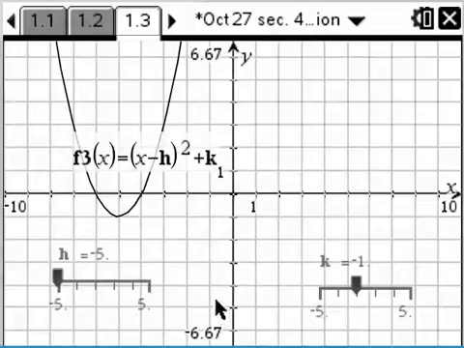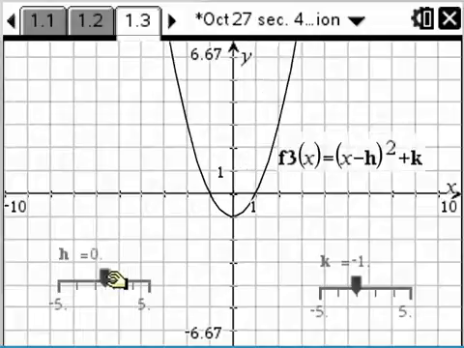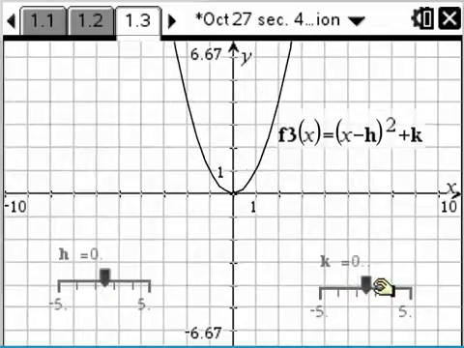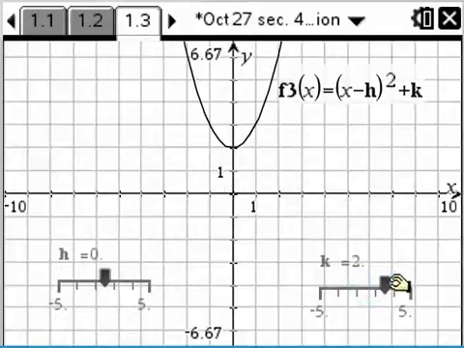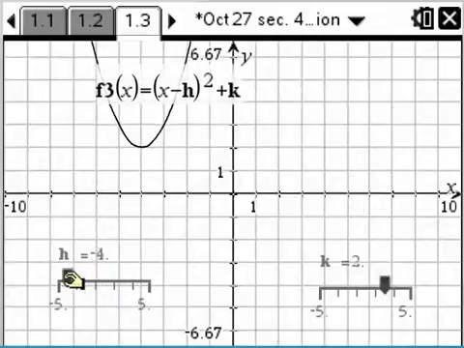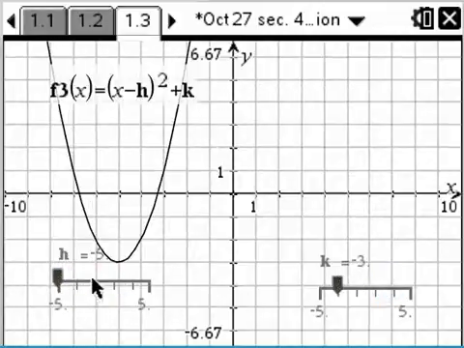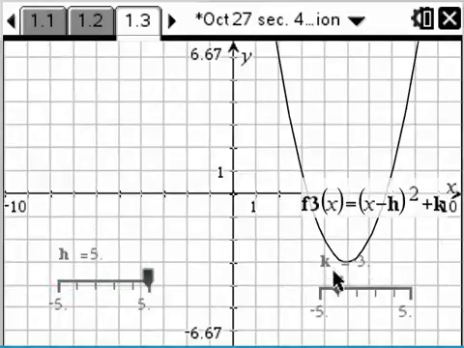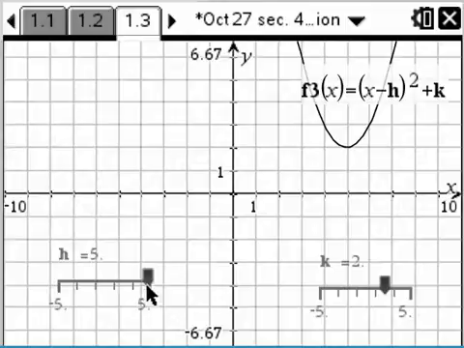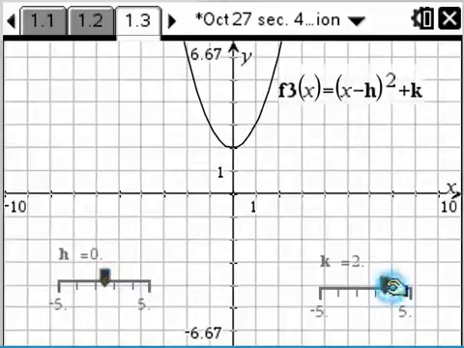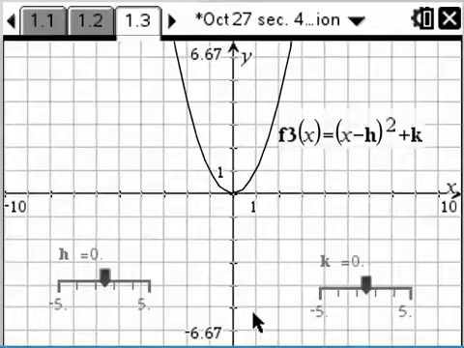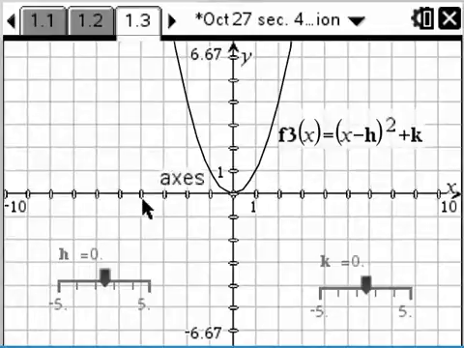Now this one has a combination of both h and k, so if we set this back to 0, we have our parent function. But we can move it right or left, horizontal shift, up or down, vertical shift, using these sliders. So it gives us up, this will take us to the left, this will take us down, takes us over here, back up. So that's a combination of vertical and horizontal shifts.